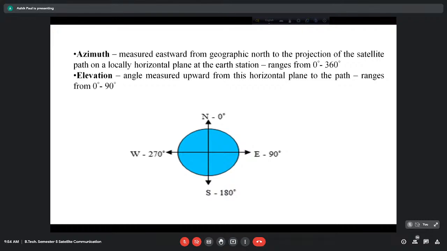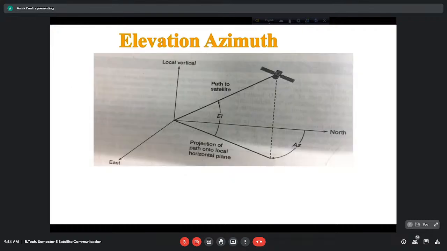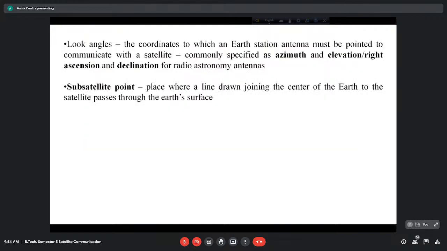Now, sometimes what happens is that, because we have defined this subsatellite point in case of geostationary satellites, when you mention that it is a point, it means that there has to be at least two coordinates associated with that. Okay.